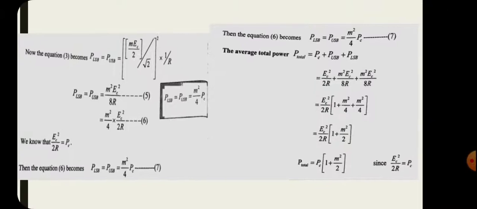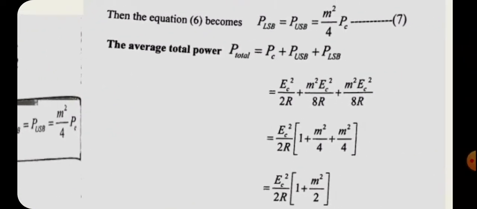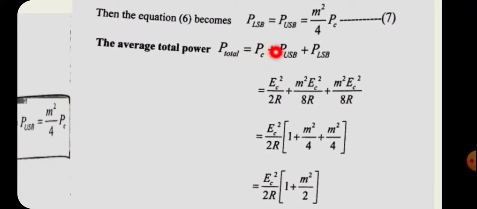So we have the equation for the total power as, total power can be written as PC plus PUSB plus PLSB. Instead of PC we can write EC square by 2R. Instead of PUSB we can write it as M square EC square by 8R plus M square EC square by 8R. Here you know that EC square by 2R can be taken as the common term and taken outside, which will be equal to EC square by 2R into 1 plus M square by 4 plus M square by 4, which equals EC square by 2R into 1 plus M square by 2, where EC square by 2R is power of carrier wave.